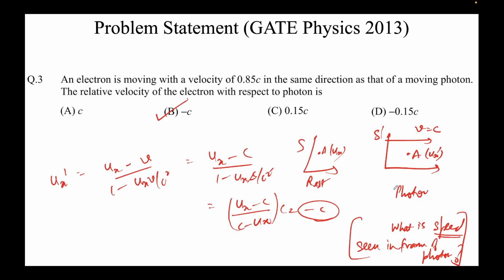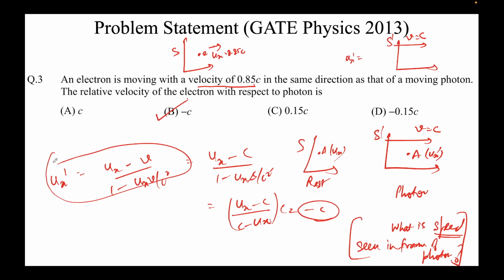You can solve the formula any way you wish. I prefer solving it, but in case it's a match the following, this is a straightforward thing to remember. I'll pause here a bit and revise what we went through. What was given to us is that an electron is moving at a velocity of 0.85 c. We assume that in some rest frame, frame S, the electron is moving at ux equal to 0.85 c. This was the frame S prime, or the photon frame, moving at constant velocity c. We assumed only the x direction because the question was silent, and then we simply applied the formula of ux prime and solved this problem.